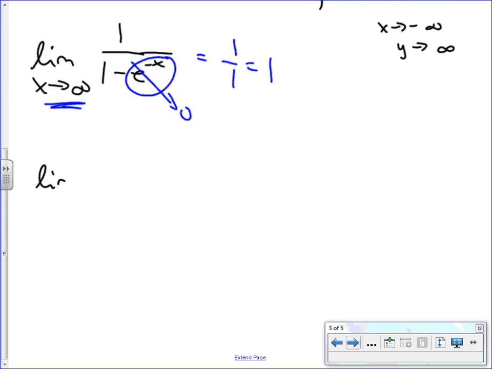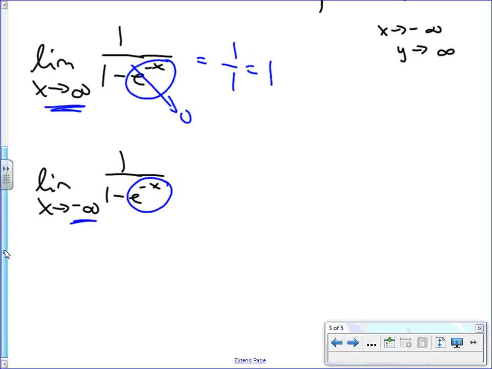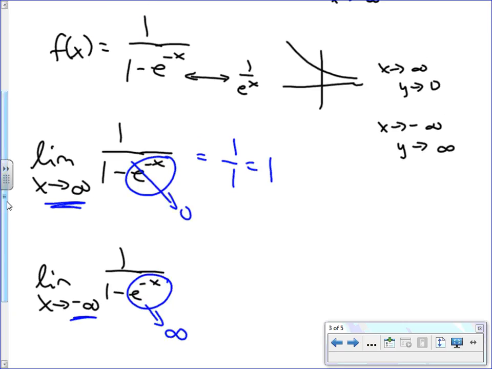What would happen if I had x approaching negative infinity for the same thing? Okay? What would happen is I have x approaching negative infinity. All right, well, what's happening to this when x approaches negative infinity? It's heading not towards 0, but towards positive infinity. This is the graph of it. E to the negative x is this graph right here. And right over here, it's approaching positive infinity.